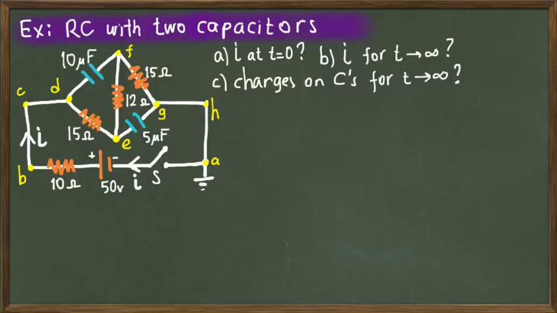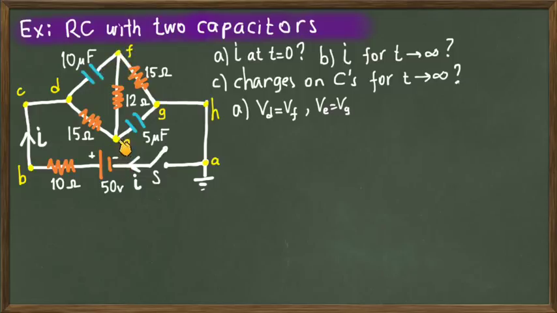So it's easy. Alright, let's start with the first question. What is the current through the main branch when you close the switch initially at time t equals 0? At time t equals 0, as I said before, the potentials of points D and F and the potentials of points E and G are the same, because these capacitors will act like a short circuit. Whatever current comes to point D flows without any resistance to point F.